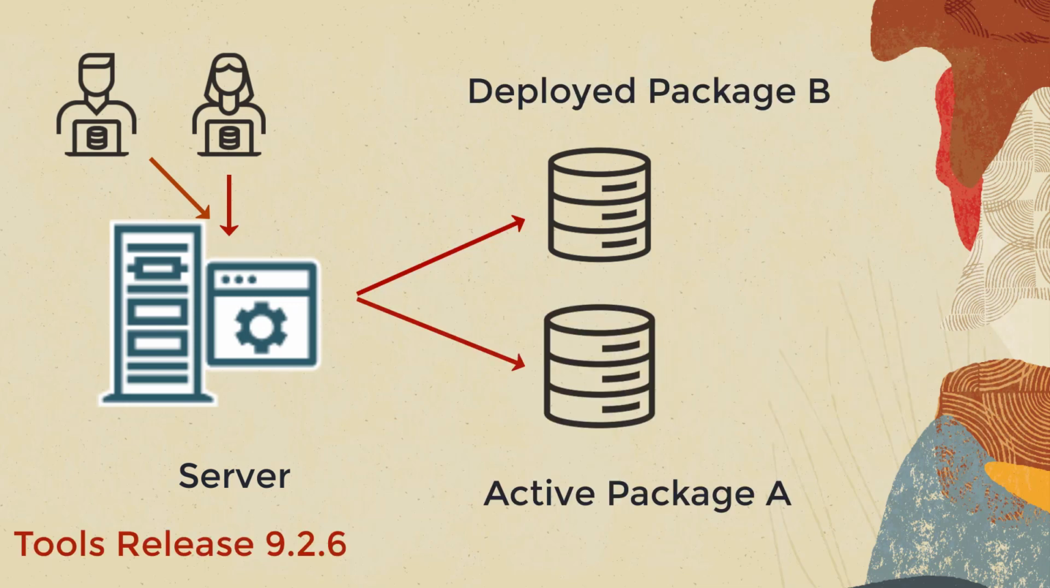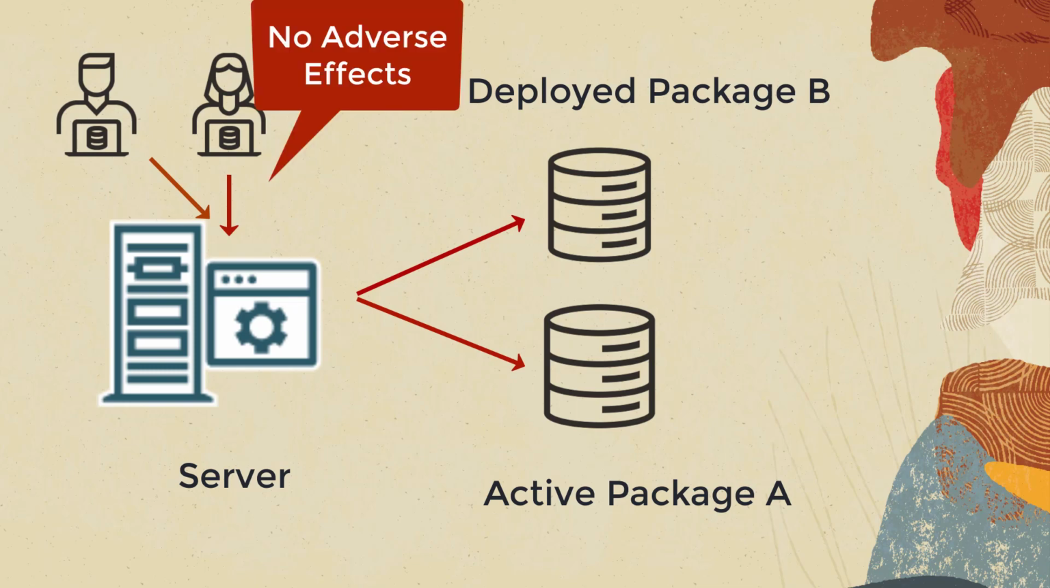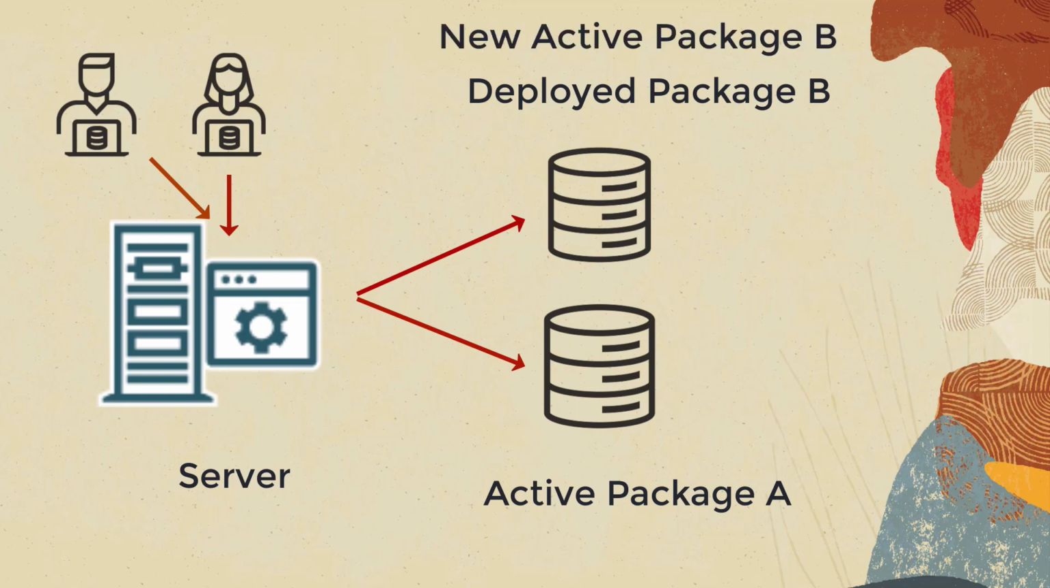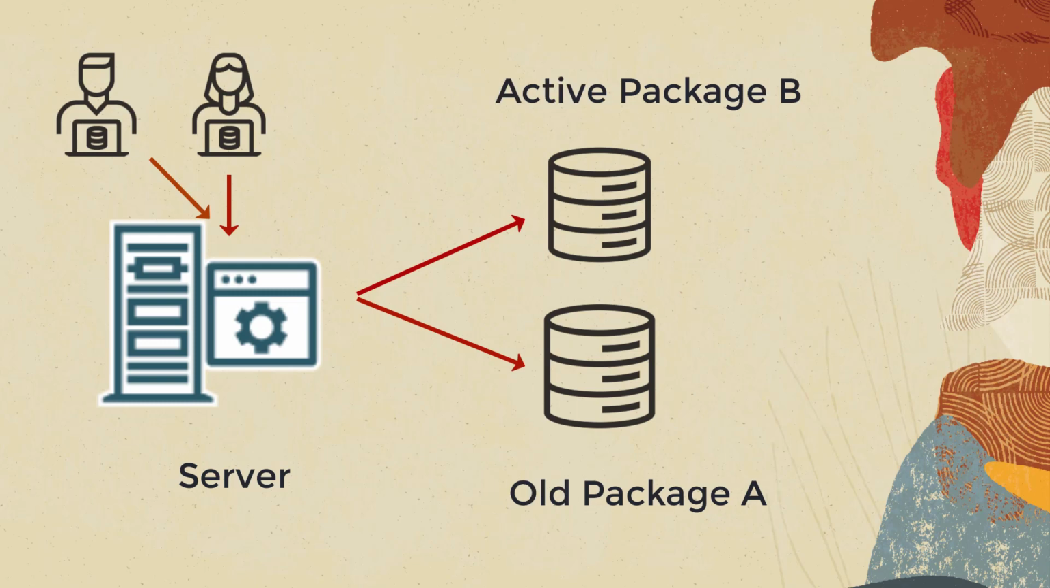With the zero downtime package deployment feature included in Tools Release 9.2.6, the administrator can deploy packages at any time without adverse effects to the end user experience. They can continue to use their sessions without any interruptions at any point due to the package swapping. The package deployment simply redirects the servers to the new package, assigning it as the new active package for specifications and libraries, thus effectively creating a native Enterprise One blue-green deployment.